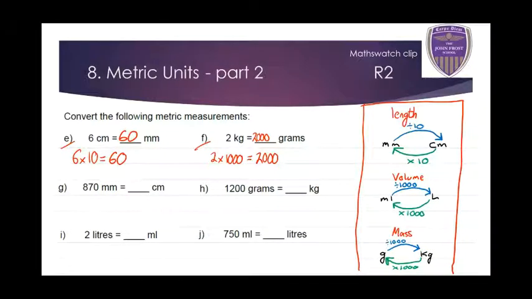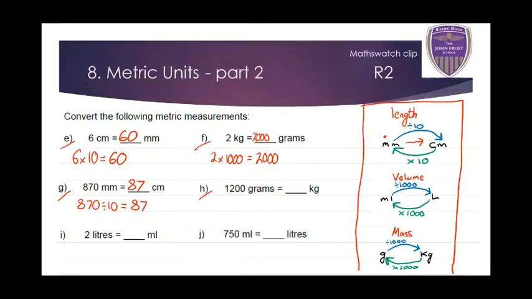So let's have a look at the next question, question G. We're asked to convert 870 millimeters into centimeters. Okay, so if we look at our conversion charts, we're going to start in millimeters and we want to convert it to centimeters. Well, that means we have to follow the blue arrow around. We have to divide by 10. So 870 divided by 10 is going to be 87. So therefore 870 millimeters is equal to 87 centimeters.